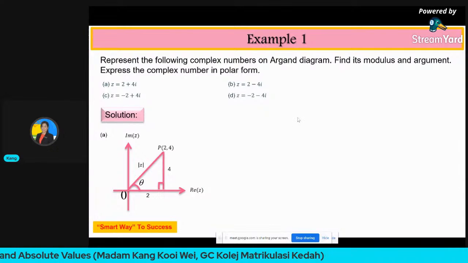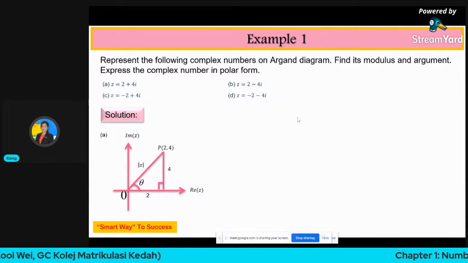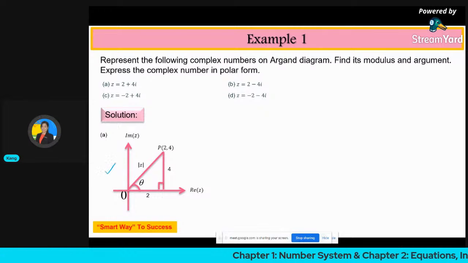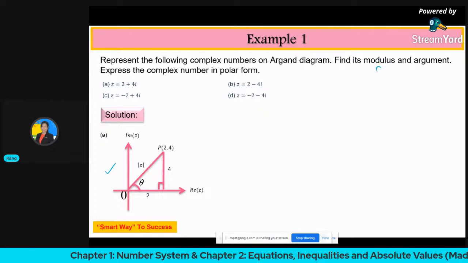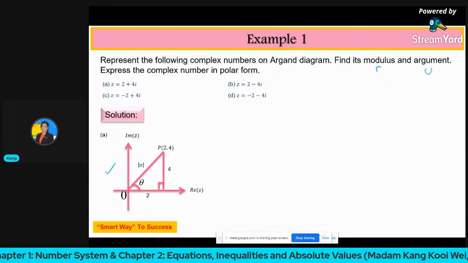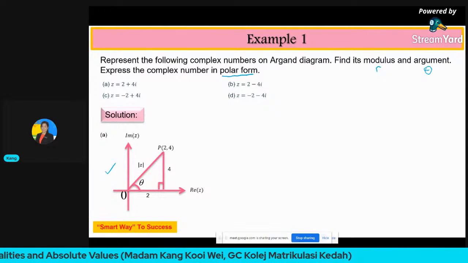Now let us look at example 1. Example 1 asks us to represent the complex number on the Argand diagram. This is the Argand diagram. Find its modulus and the argument. Modulus is the value of r and the argument is theta. Express the complex number in polar form. This is the formula for the polar form of a complex number. Madam will only show you part A.